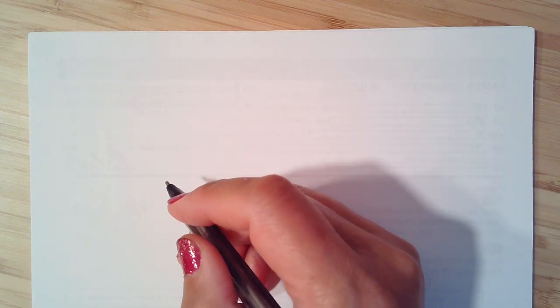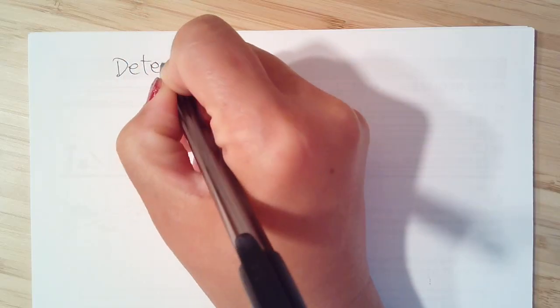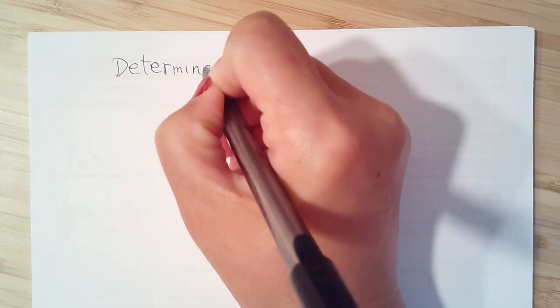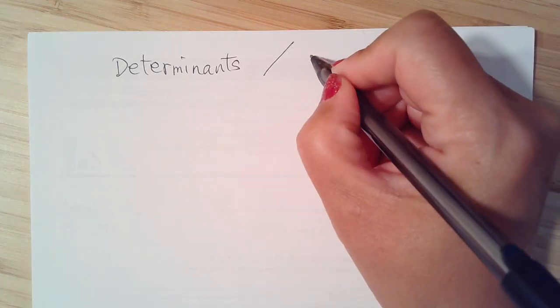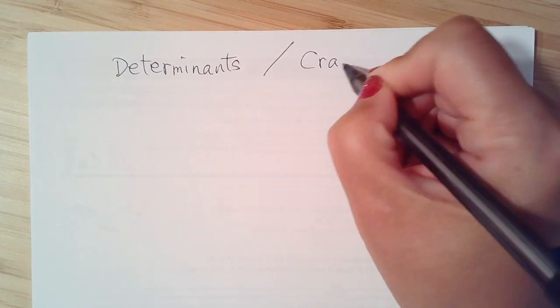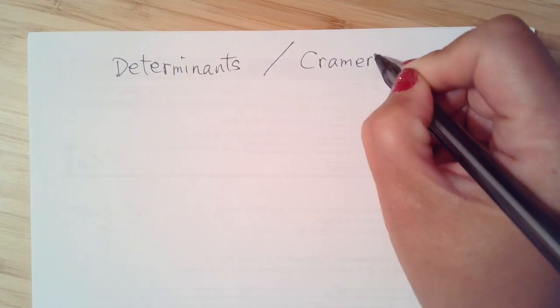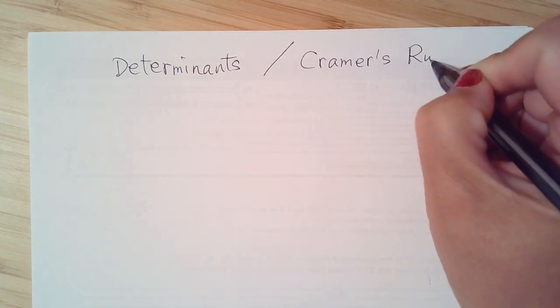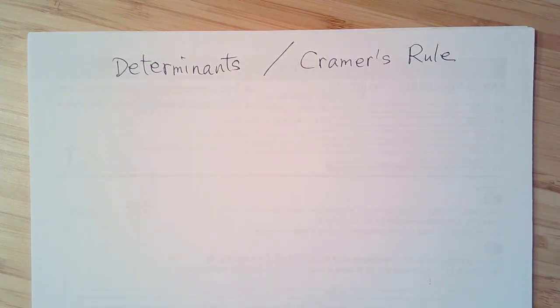First of all, we talk about determinants. And then later, I'm going to introduce a very famous person, Cramer. You're going to love Mr. Cramer for sure, at the end. Cramer's rule. So we're going to use that to solve the system of equations.